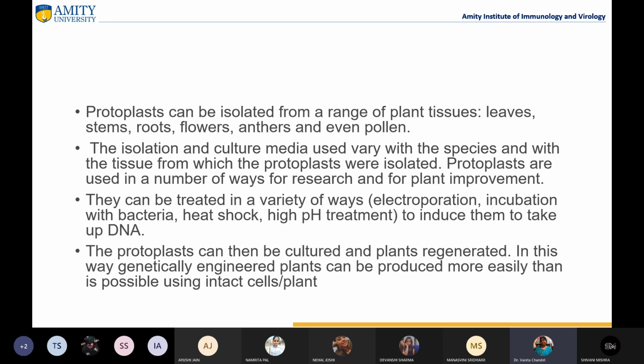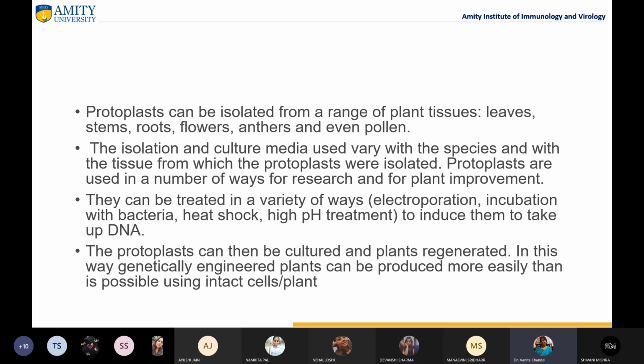The isolation and culture media used can again vary with the species and with the tissues from which protoplasts are isolated. Starting from the day when we started this course on plant tissue culture, I discussed that tissue culture media can vary with different plants. For one plant, we need one kind of media, and for another plant, we might need to add something, or we might need to reduce some components. So tissue culture media is required to be standardized for each plant, right? So the isolation and culture media again vary with the species.